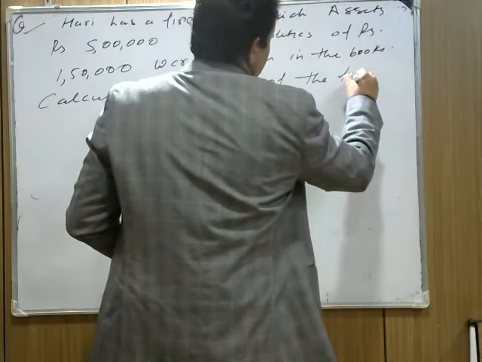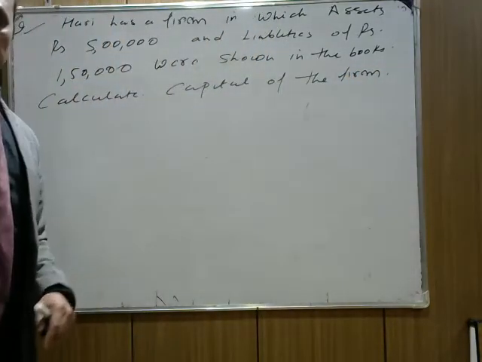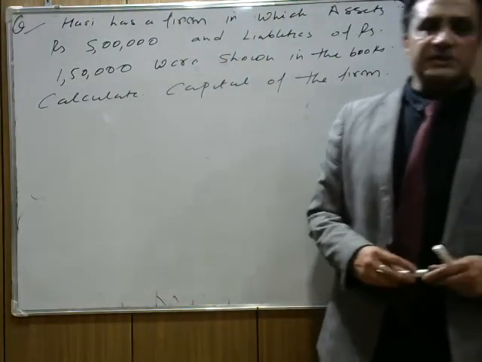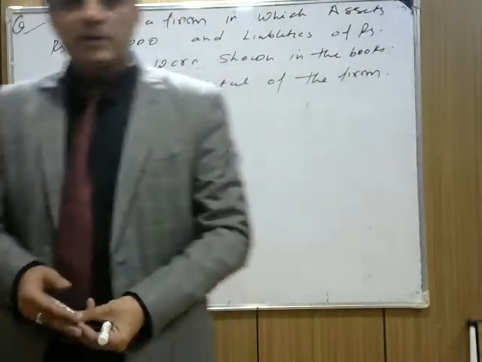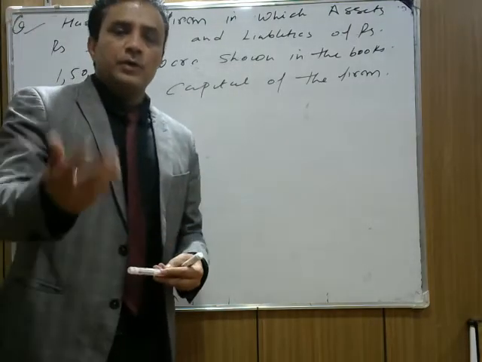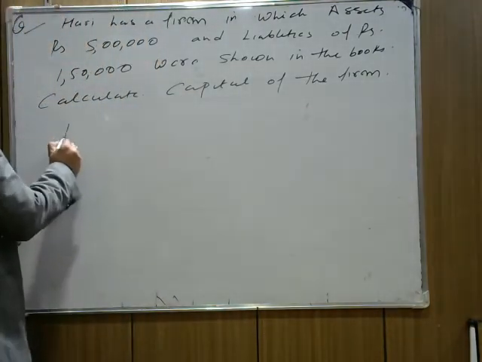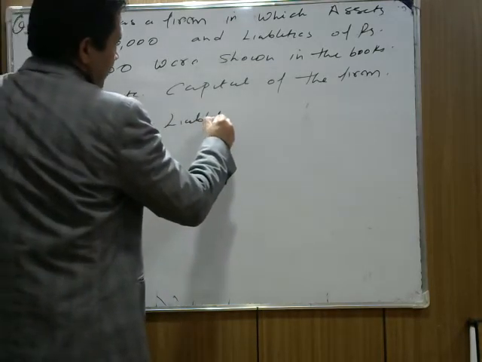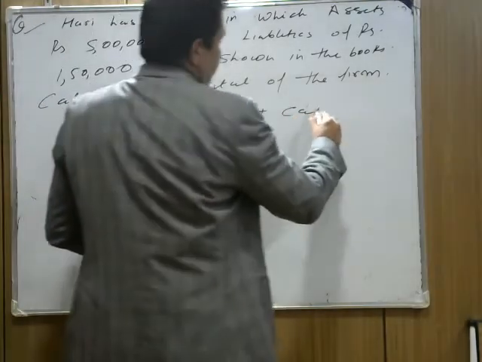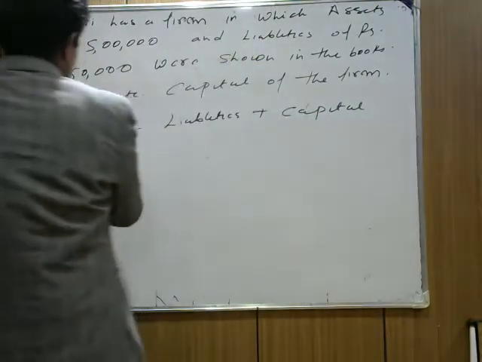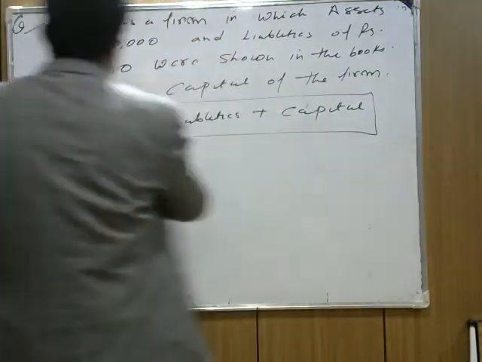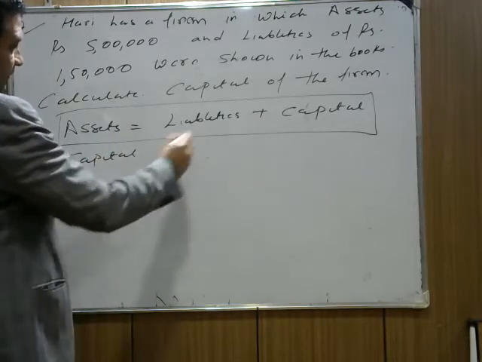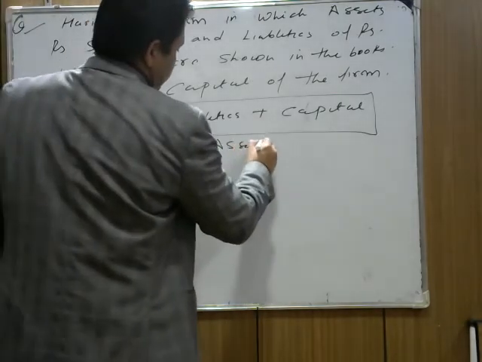Now again, with the help of the accounting equation, we are able to find it. You need to calculate the capital of the firm. Understand? Hari has a firm with assets of rupees 5 lakh and a liability of rupees 1,50,000. The question asks how you calculate capital. We write the accounting equation: assets is equal to liabilities plus capital. Now here, how can you find capital? Capital is equal to assets minus liability.